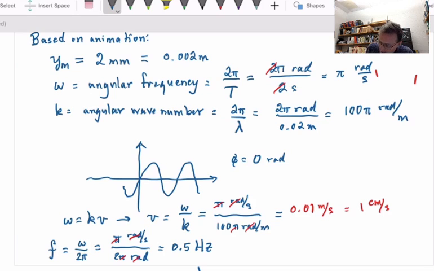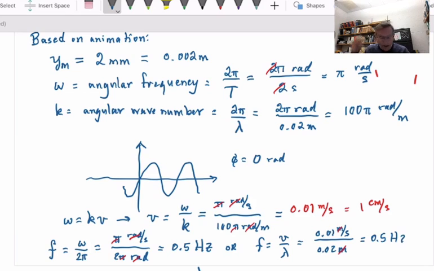But let's also check this value using that new useful relationship. Frequency equals speed of wave over wavelength, and plug in those numbers. We just found the speed of the wave, v, is 0.01 meters per second, and we already know the wavelength is 0.02 meters. The unit of meter cancels. I have a unit of per second, which is hertz, and 0.01 divided by 0.02 is 0.5 hertz. So either way, you get f equals 1/2 of a hertz.